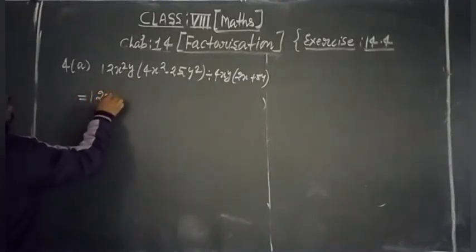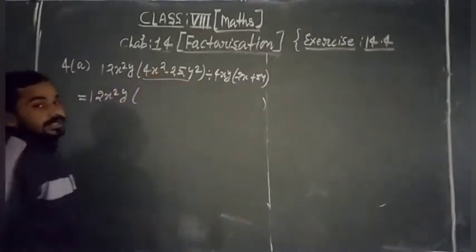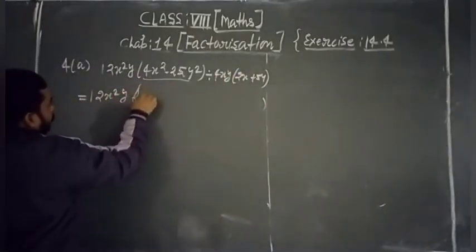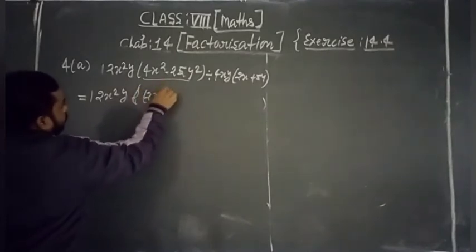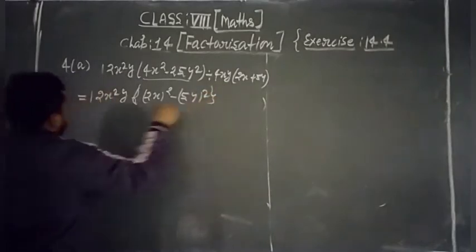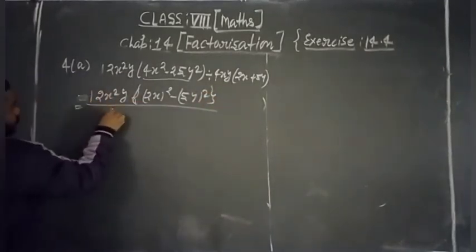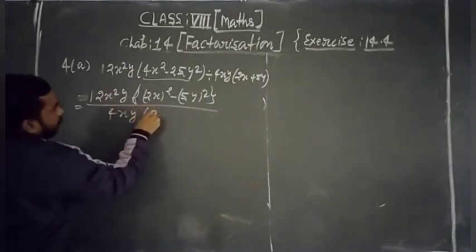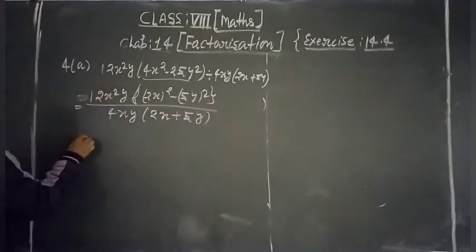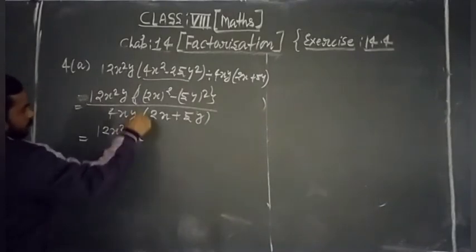Right here, 12x square y. Factor this using the identity a square minus b square: 2x whole square minus 5y whole square, divided by 4xy and bracket 2x plus 5y. So 12x square y, factor of this, a plus b, a minus b.